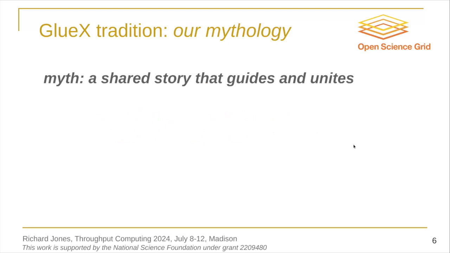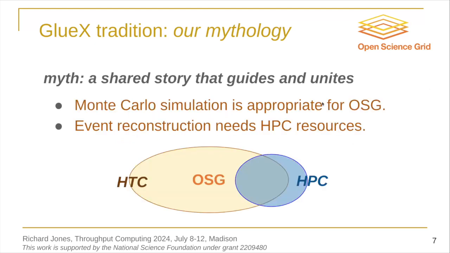Okay, so what stands in the way of us taking advantage? There are myths and realities. So let me first talk to you about myths. This particular myth is a well retold story. And it basically is like this: Monte Carlo simulation is appropriate for HTC. Event reconstruction needs HPC. You might be surprised to hear that, but it's often retold. It's a GlueX truism within GlueX: Monte Carlo OSG, event reconstruction HPC.